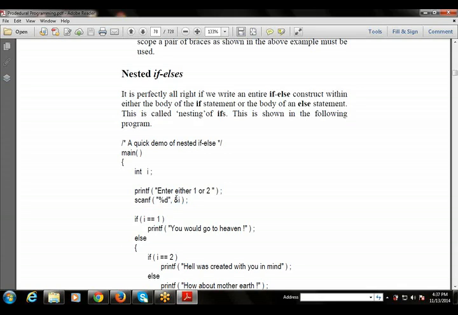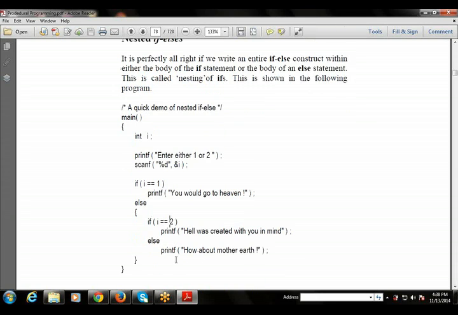Then check the condition. If i equals 1, printf. This is the equality operator that is used for the comparison with the value entered by the user. If it is 1, then you would go to heaven. Else, if i equals 2, that is also a comparison operator. If the i value is equal to 2, then printf "Hell was created with you in mind."